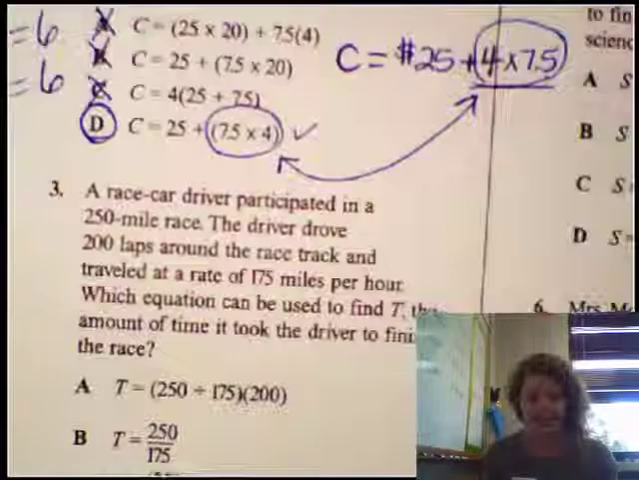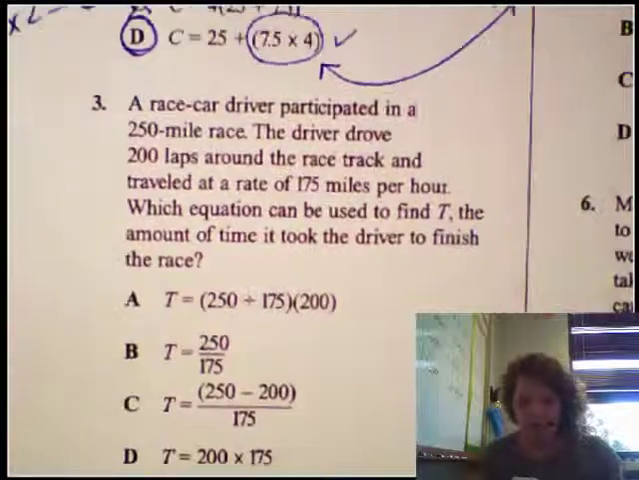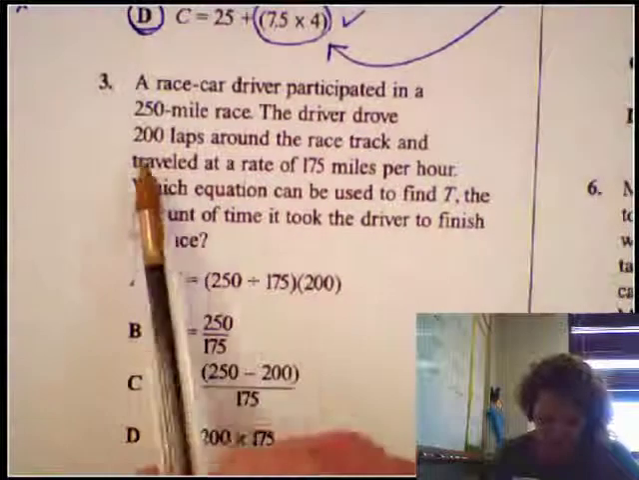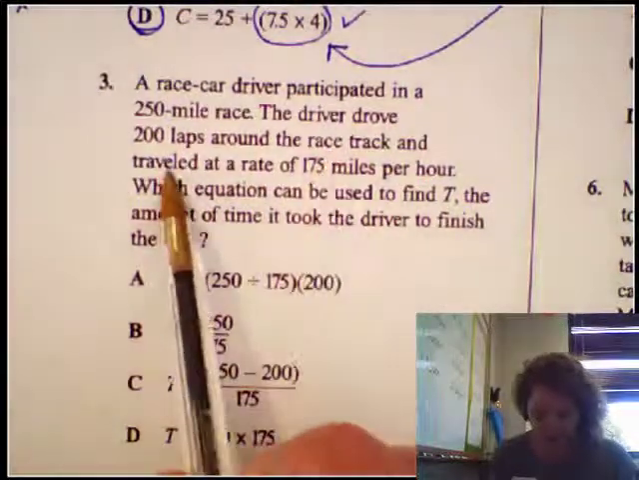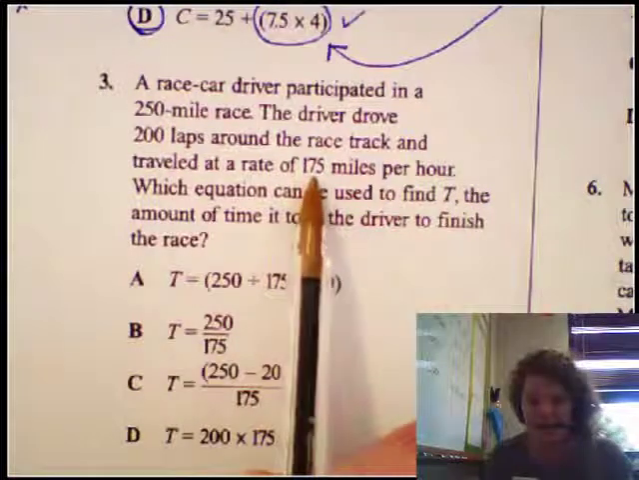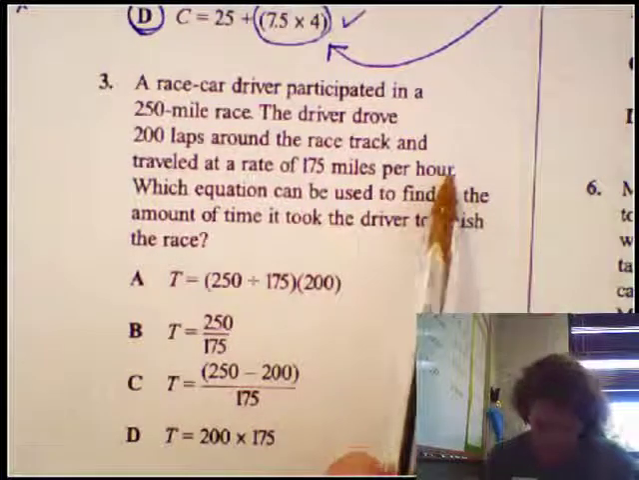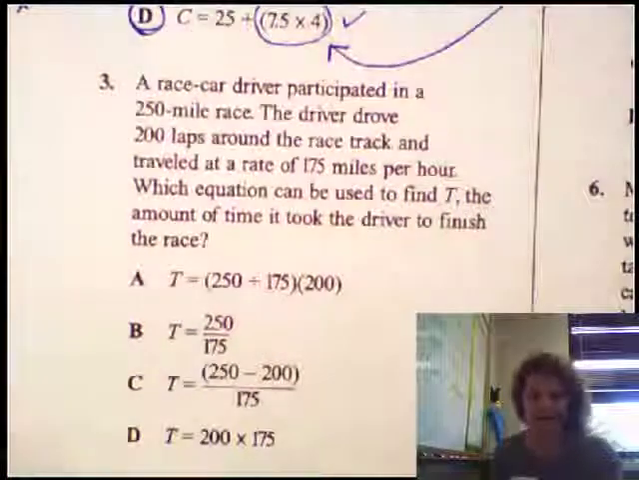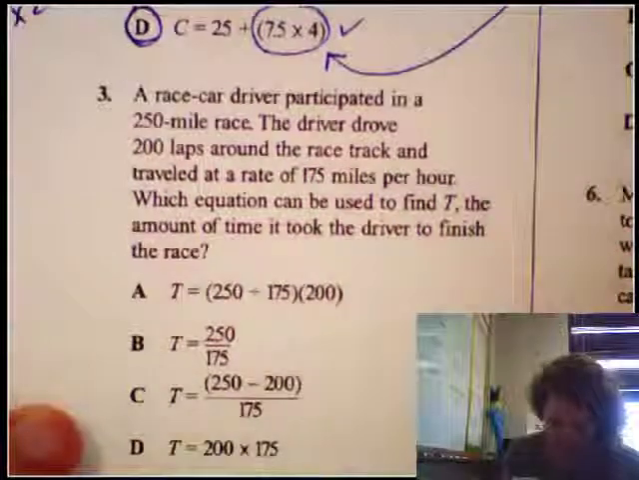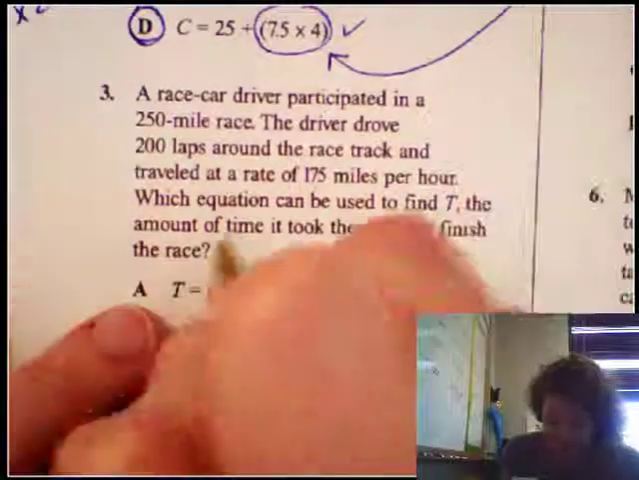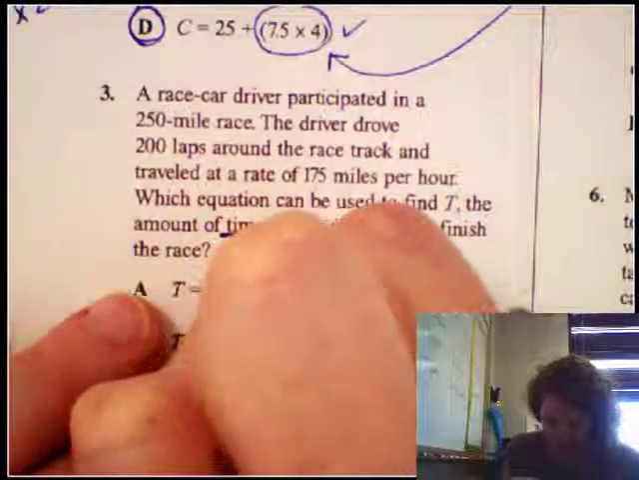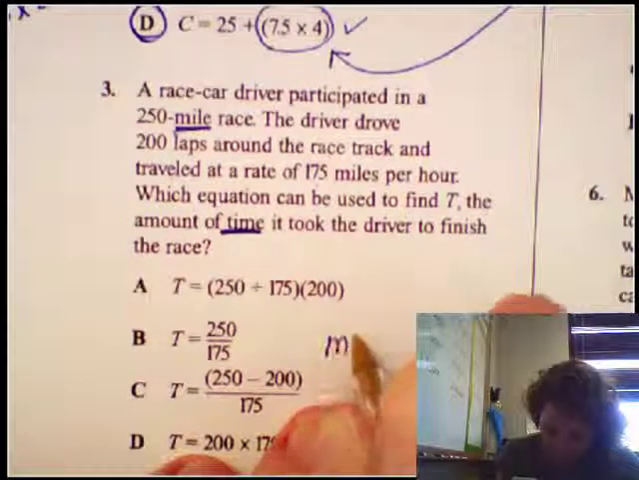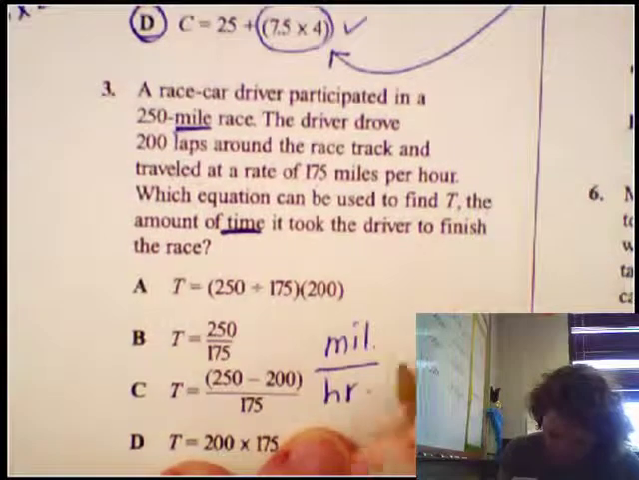Another one. Number 3. A race car driver participated in a 250-mile race. The driver drove 200 laps around the racetrack and traveled at a rate of 175 miles per hour. Which equation can be used to find t, the amount of time it took the driver to finish the race? Okay, we can use a proportion to figure this out. We're trying to find amount of time, and we're also talking about miles. So we're going to compare miles to hours. We'll set up our proportion.